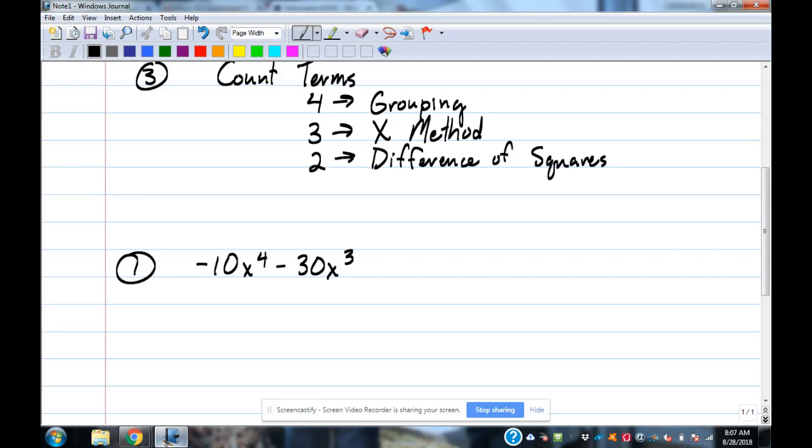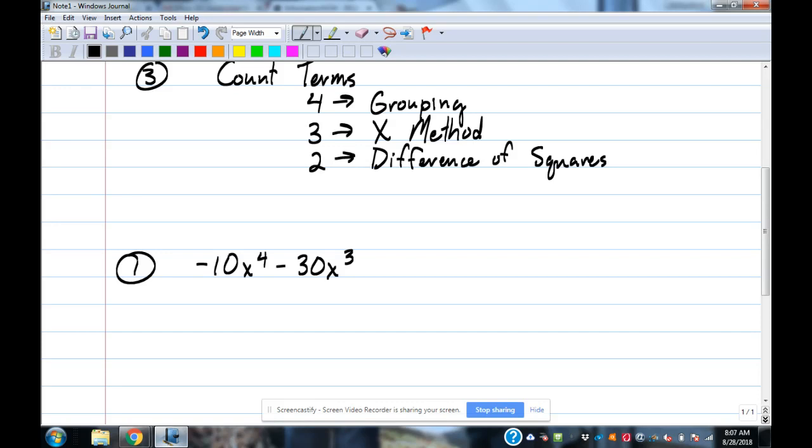10 and 30, what do they have in common? 10 is the biggest number that will go into both of them. How many x's do they have in common? 3. This one has 4, this one has 3. The most that they could have in common would be 3. That's the most that you could pair up. So the GCF is going to be 10x to the third.